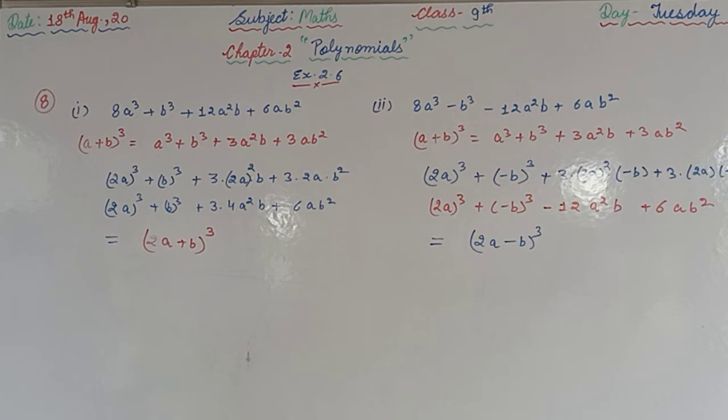Such type of questions, some questions are remaining, you are supposed to try these questions. I think in this question 5 parts are there, 2 we have done. In the third one, that is 27 minus 125a cube and minus 135a plus 225a square, you are supposed to see only the first 2 terms, those are perfect cubes.